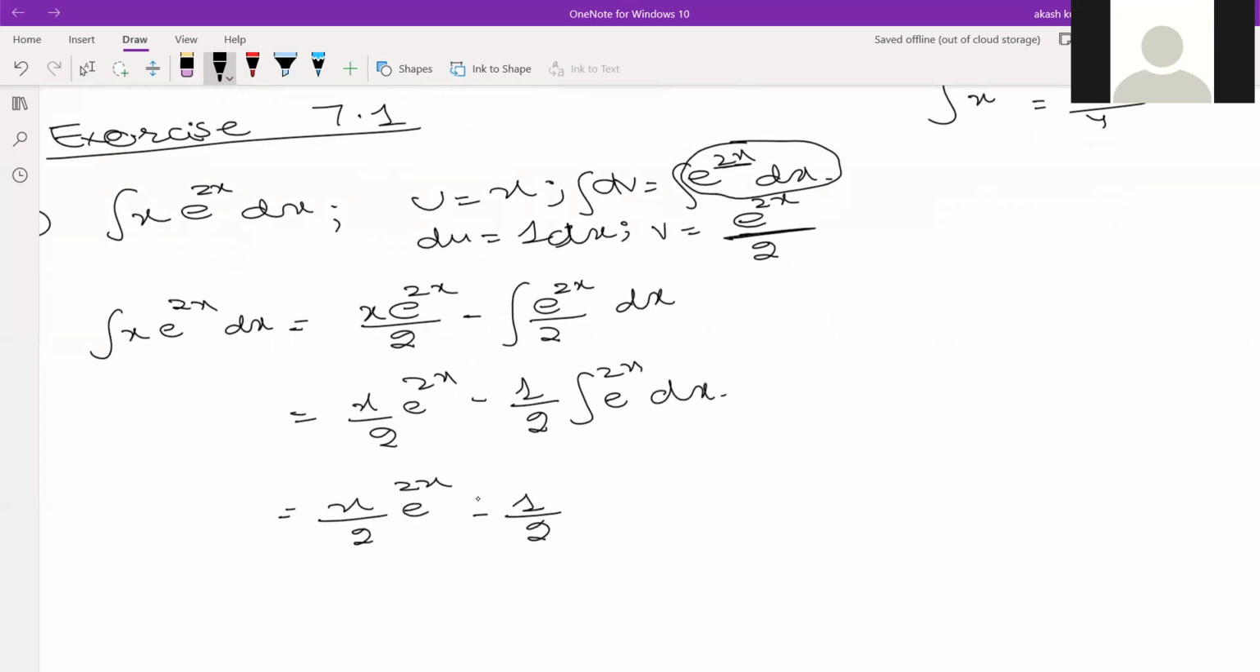Okay, again we know what the integral of e to the x dx is, e to the x as it is. So e2x as it is and then divide by 2, plus c.